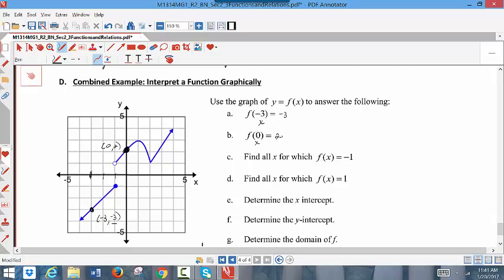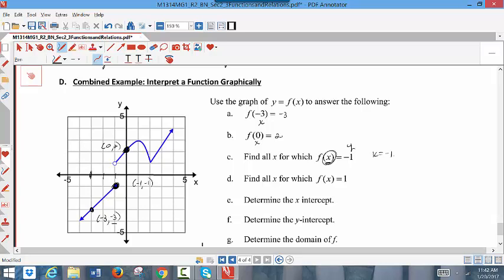Find all x values for which f of x equals negative 1. Here is your x, so this must be a y value. Y is negative 1. Where y is negative 1 is this point right here. This is the ordered pair point negative 1, negative 1. So oddly enough, the x value, which is what they're asking for, is also negative 1.